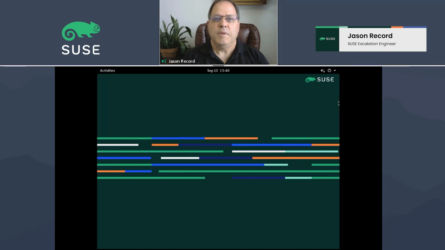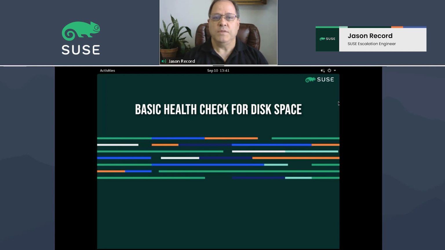Today we're going to be talking about a basic health check for disk space. Sometimes when we have a problem with the server or things aren't going quite right, we overlook the obvious, and running out of disk space is one of those obvious things we can overlook. So we're going to see some basic ways to check for disk space.